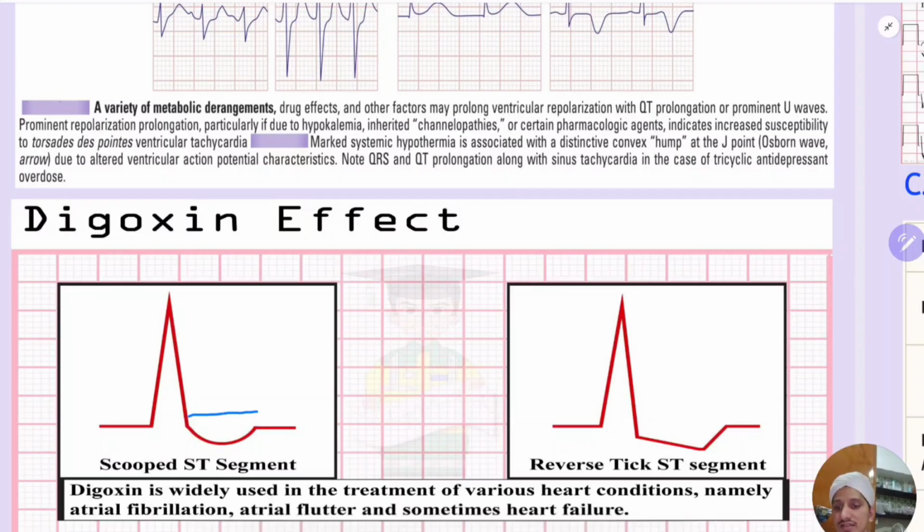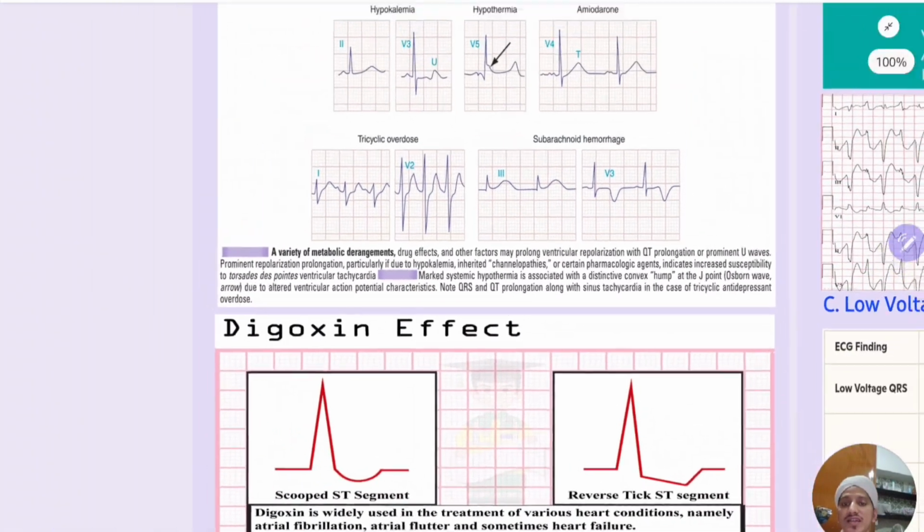So one thing is scooped ST segment. The second thing is reverse tick sign. Whenever you tick, you will tick like this, no? So what is reverse tick? It is like this. This is reverse tick. So you can see the reverse tick sign. So these are the two types of signs you will see in the ECG in Digitalis effect.